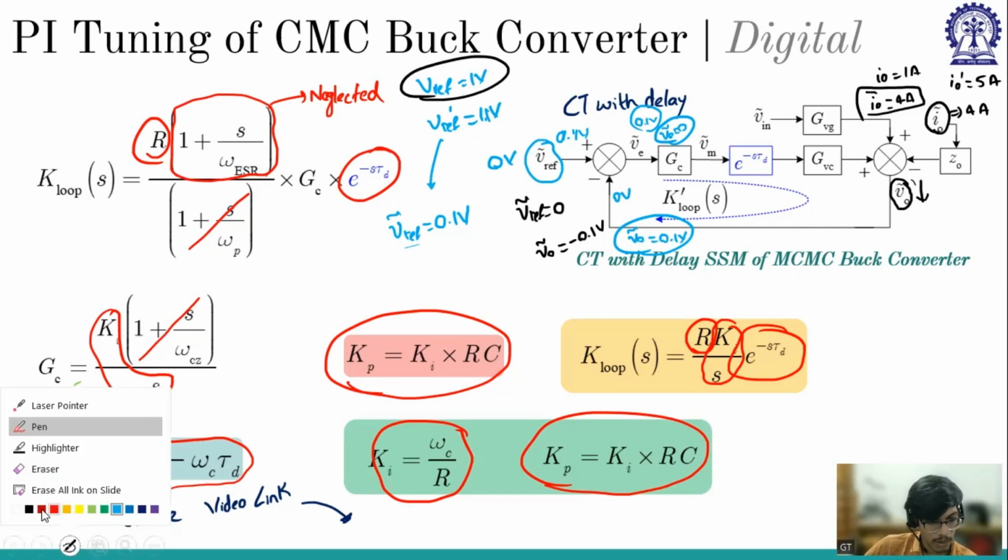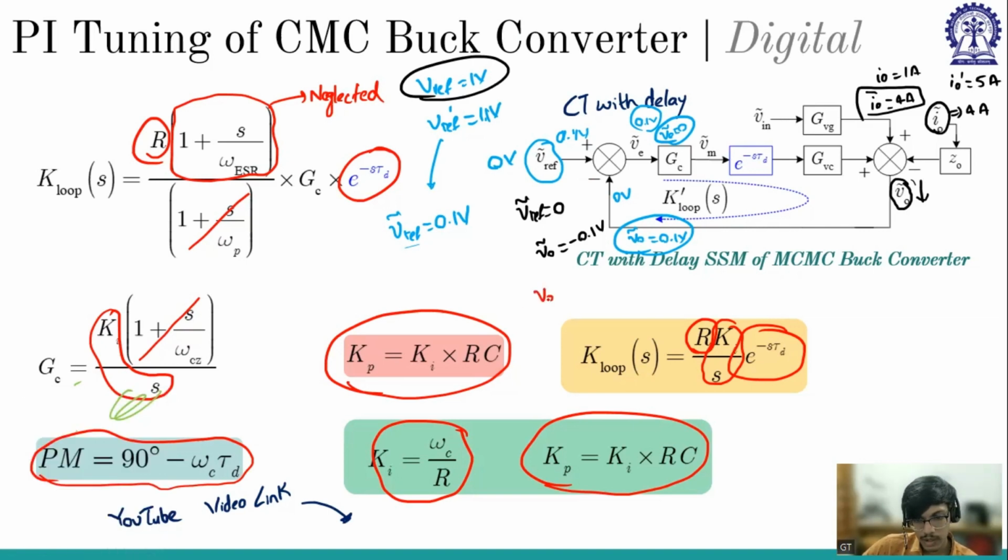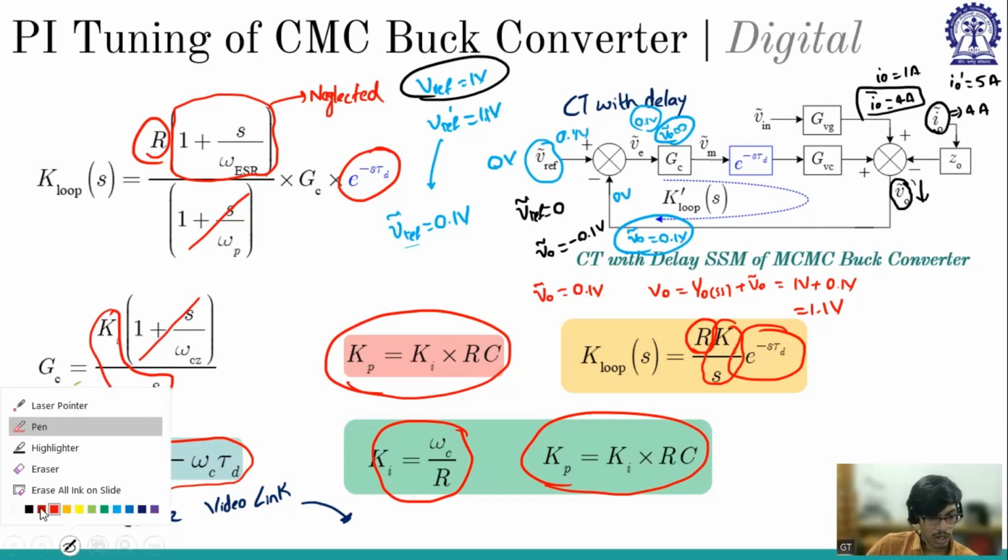So my V0 perturb is 0.1, meaning my V0 is V0 steady state. What is the steady state? 1 volt plus V0 perturb. So it becomes 1 volt plus 0.1 volt. So it reached 1.1 volt. So my controller has taken action in such a way that V0 is going into the new steady state, which is 1.1. So this is about the reference transient.